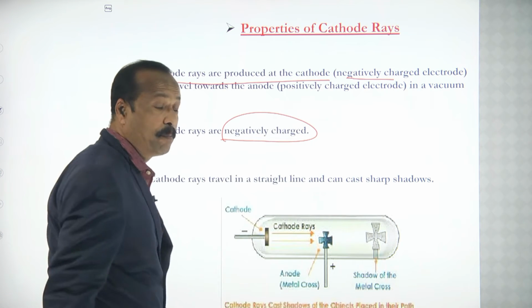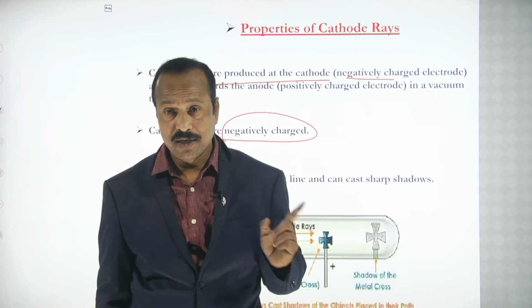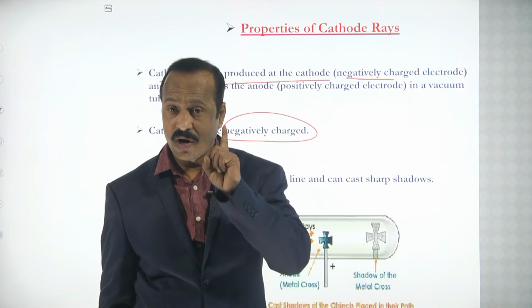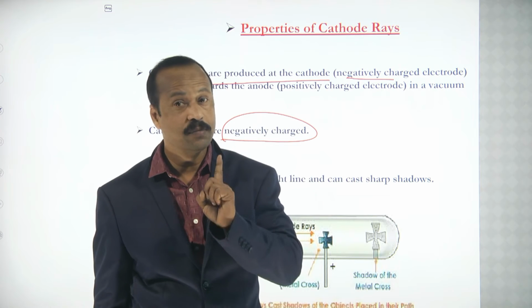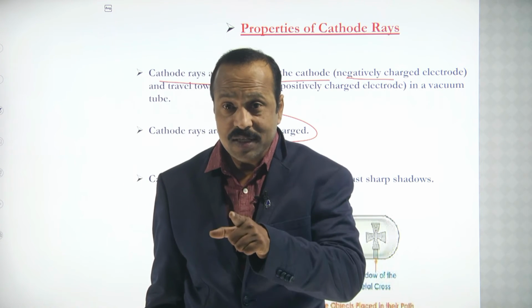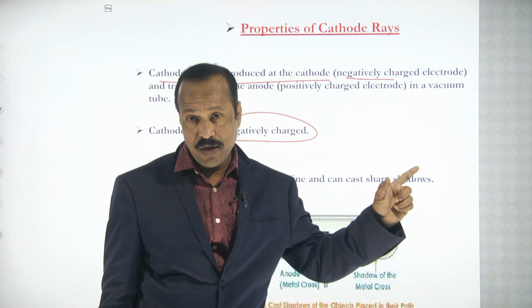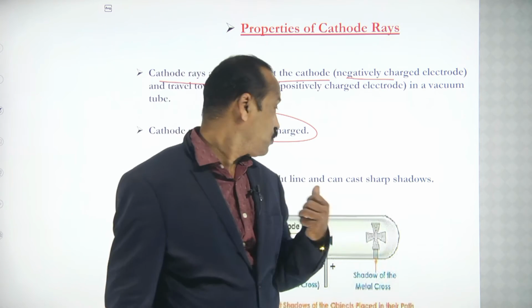This is the most important thing. So cathode rays are nothing but electrons, and these are negatively charged particles. Electrons are negatively charged particles because they originate from the negatively charged electrode, that is the cathode, and they are moving towards the anode. You know that, okay.